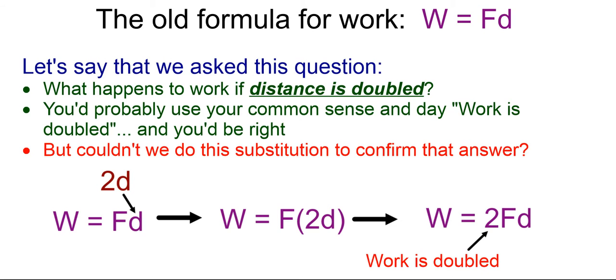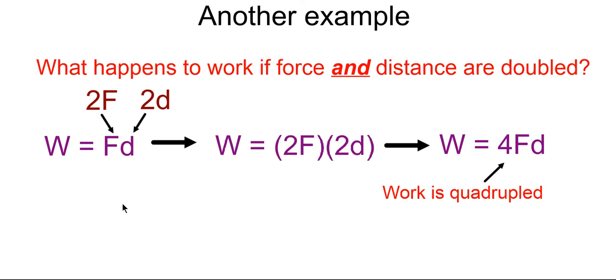Now you're going to use that in the more complex formula in a minute. Let's do another example. What happens to work if force and distance are doubled? Well, this time you're going to put 2F in for F, and 2D in for D as we did before, and now you get 2F times 2D. Those two multiply to 4, don't they? So 4 comes out front, and we've quadrupled the work. We've done 4 times the work, because both were doubled. Now you see how the substitutions go here? It's pretty easy, isn't it? We're going to do that in a minute with a more complex formula.